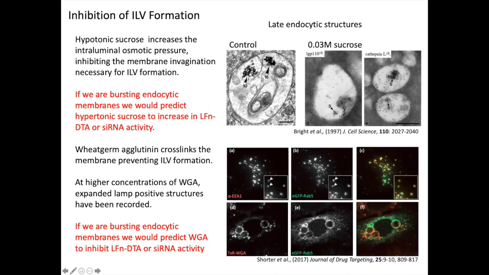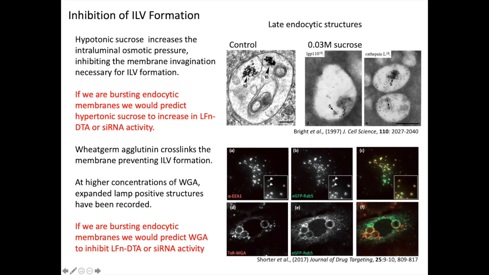These sucrosomes have increased intraluminal pressure, and that does quite a good job at inhibiting vesicle fusion and also ILV formation. We've also had a go at cross-linking membrane using wheat germ agglutinin, which at higher concentrations leads to these expanded endocytic structures.